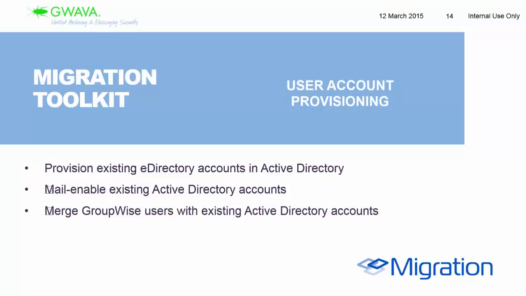One thing too is when you go through the migration process, there may be concerns about new user accounts. With the Migration Toolkit, all user accounts will be provisioned. What this means is that existing eDirectory accounts are provisioned in Active Directory. Existing Active Directory accounts are mail-enabled, and GroupWise users with existing Active Directory accounts will be merged into one account. That's all part of what the Migration Toolkit will do. So you don't have to worry about creating new accounts or trying to manually merge existing accounts. The Migration Toolkit will actually do that for you.